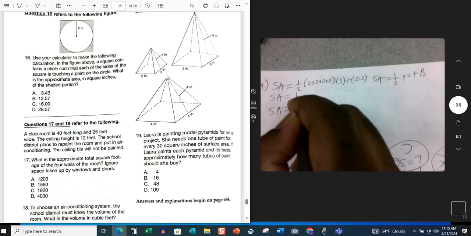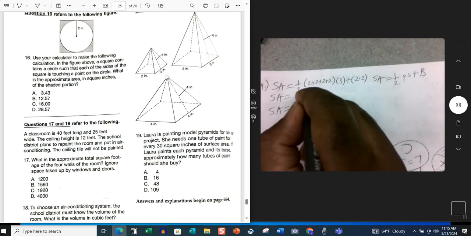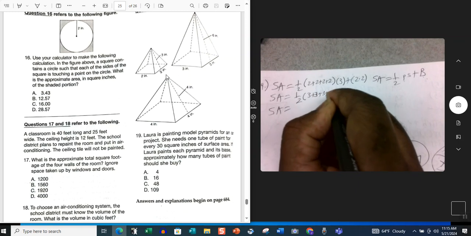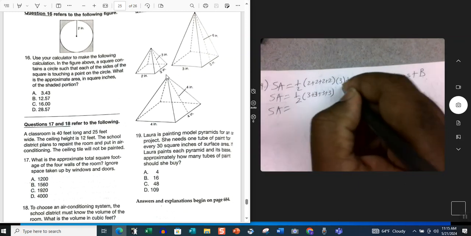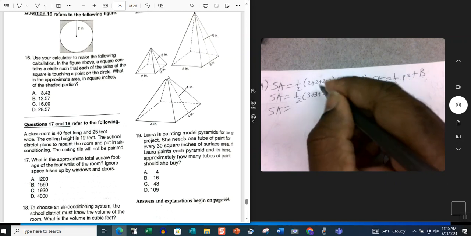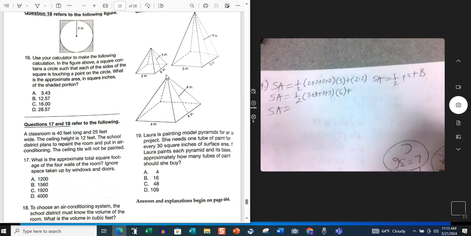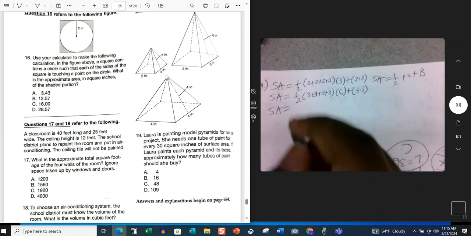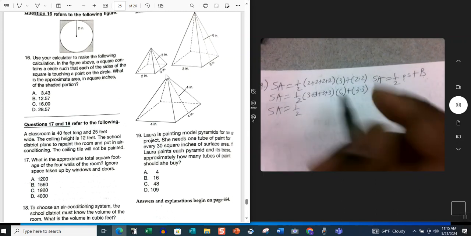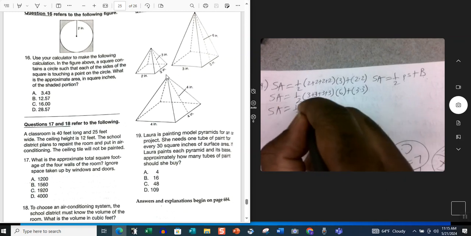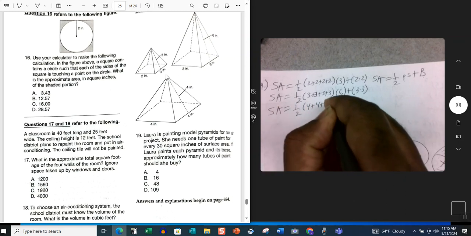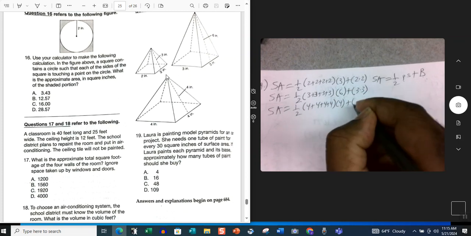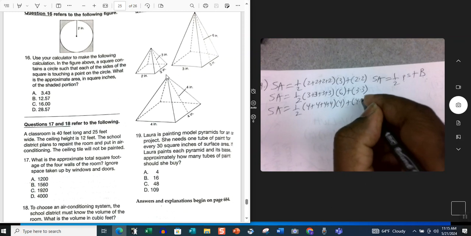The second pyramid, we'll do 1/2, and then the perimeter of the base, which would be all 3s here, add up all 4 sides of the 3s, and then the slant height would be 6, and then plus the area of the base, which would be 3 times 3. And then last but not least, we add 1/2 the perimeter of the base, we add all the 4s. And then the height is 4. And then, of course, the area of the base would be 4 times 4.